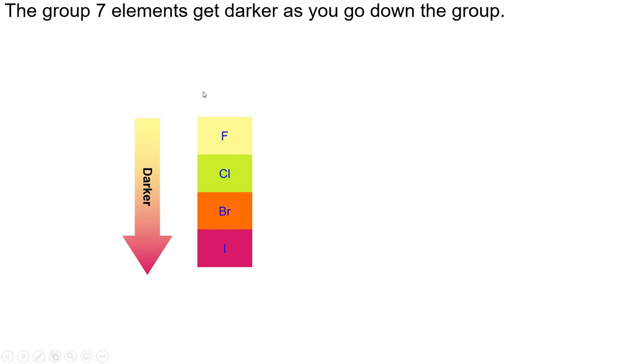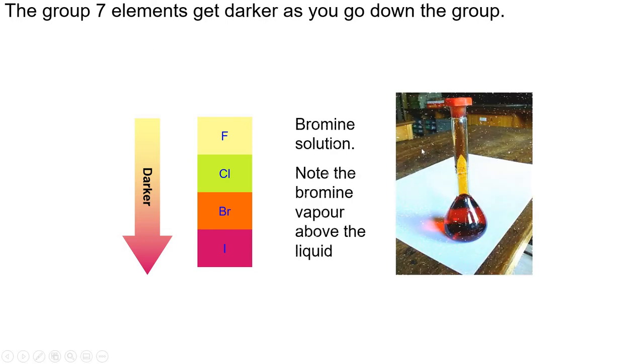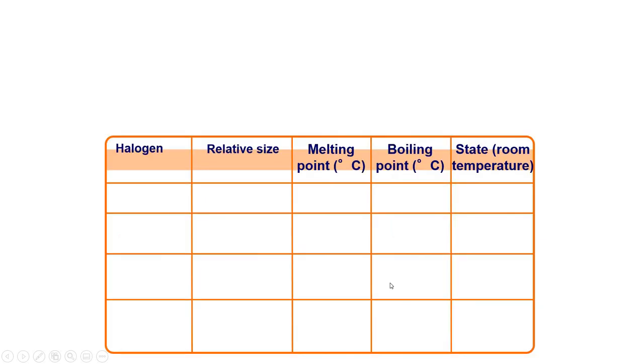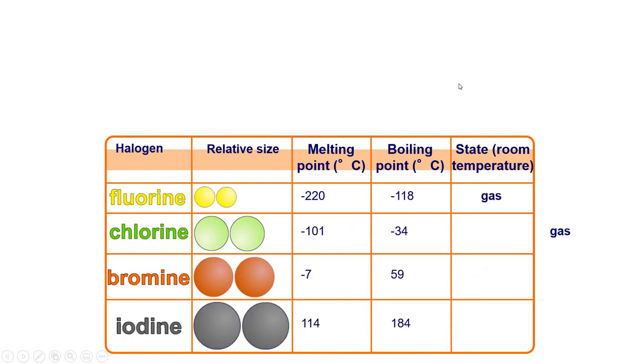Okay, so as we've already said, group 7 elements get darker as you go down the group. So what colour would you expect astatine to be? Well, you'd expect it to be darker, wouldn't you? So going back to the trends that we see, what we actually find is that it gets more solid as you go down the group.